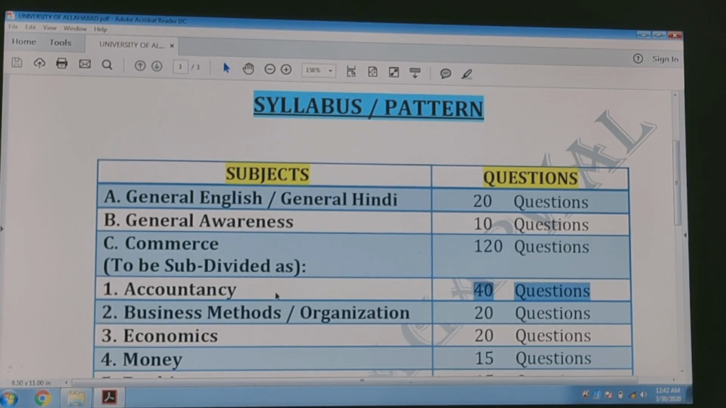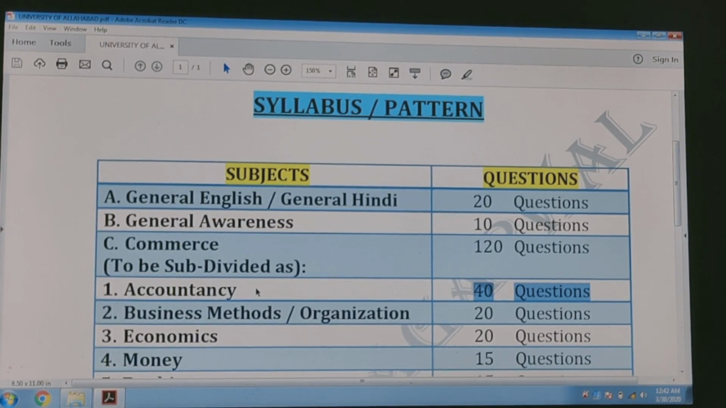Now, many of the students will be thinking what kind of questions will be coming from accountancy, whether the questions are going to be like solving the entire question and all. So I must tell you that the questions will not be focusing on just the practical aspect. Many of the questions in this accountancy part will also focus on the theory aspect. And I would say it will be a 50-50.